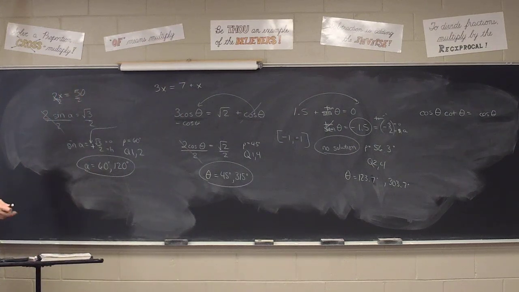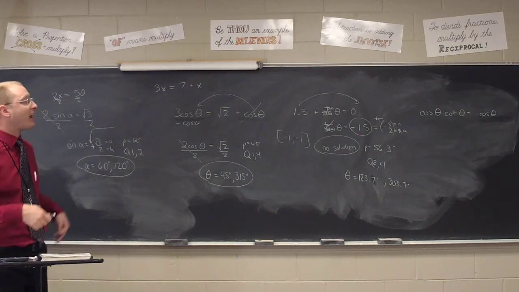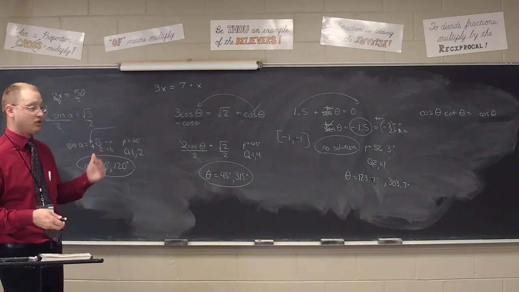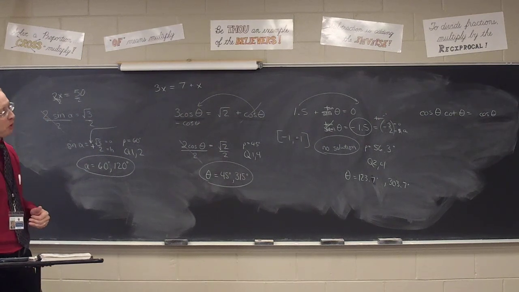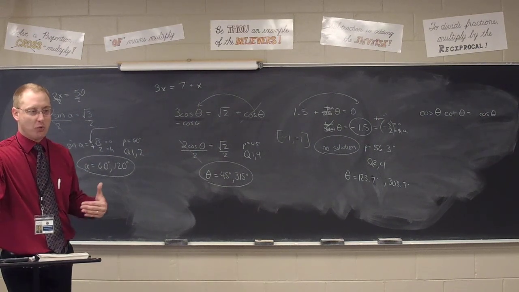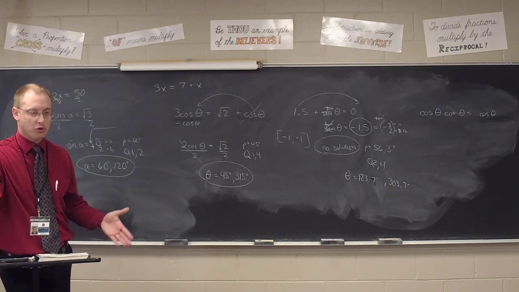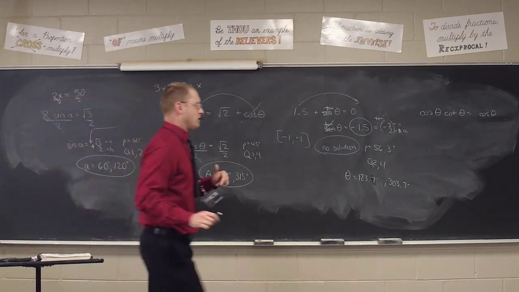I'll tell you what a temptation is. Students like to say, ooh, let's divide away cosine from both sides to get cotangent equals 1. Just one problem. If you ever divide away a variable, you lose roots. Let me take you back to this thought.